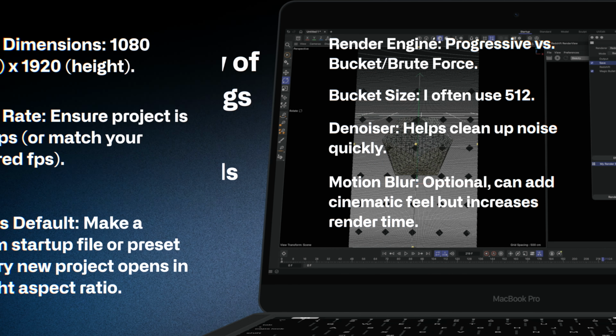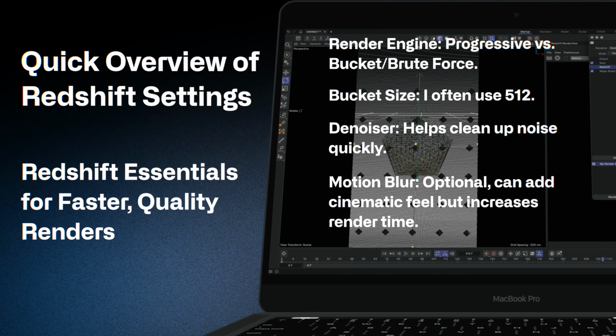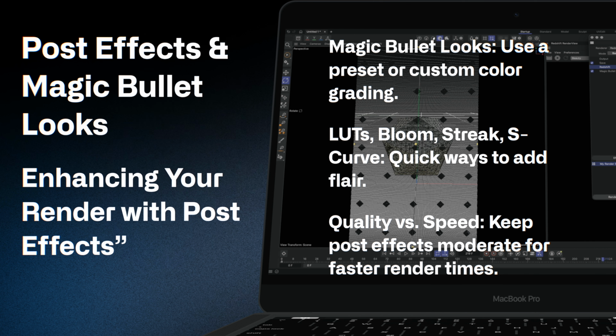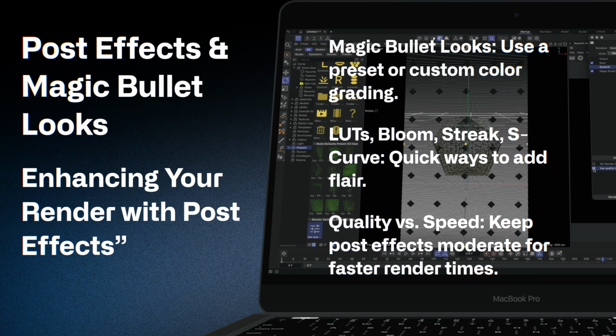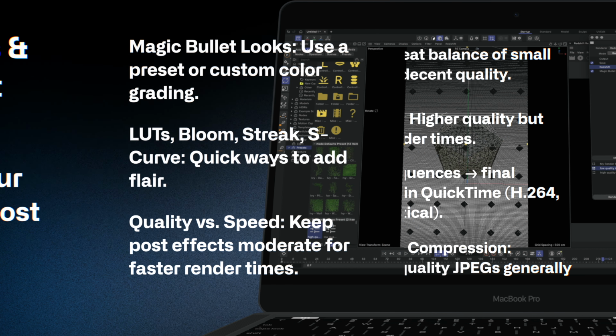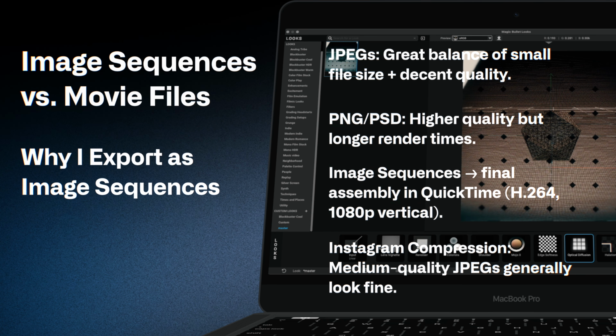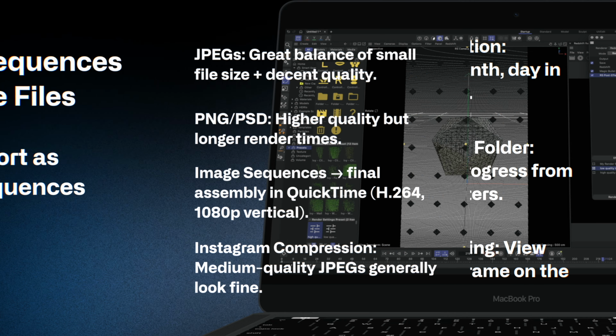So in this video I'm going to walk you through how you can optimize your startup in Cinema 4D in order to export Instagram stories and Reels in high quality, but also with an efficient workflow so that it saves you time but also produces high quality renders for your Instagram stories and Reels.